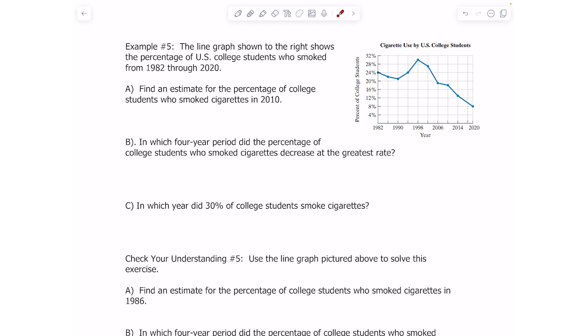So again, we need to estimate, right? There's a reason we're estimating. We don't know exactly where 6% or 7% is here. We can assume 6 is in the middle, but where's 7 or where's 5, right? We also have to be careful with the years because it's not showing every year.